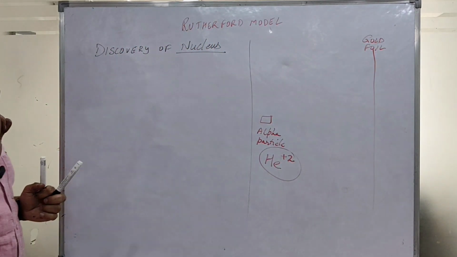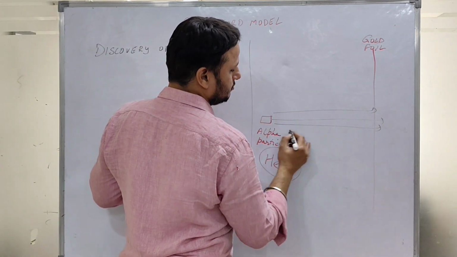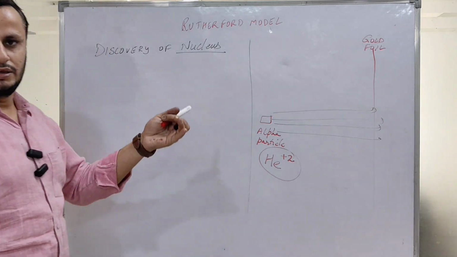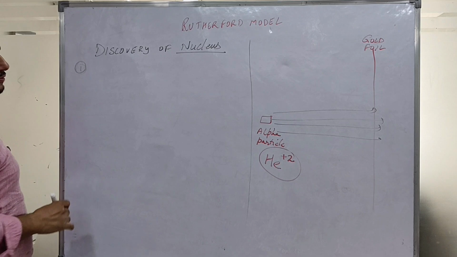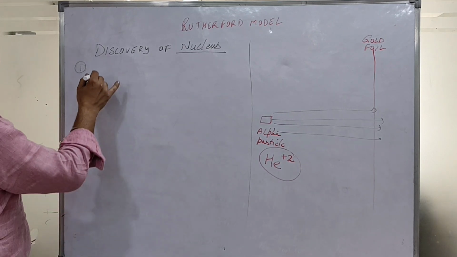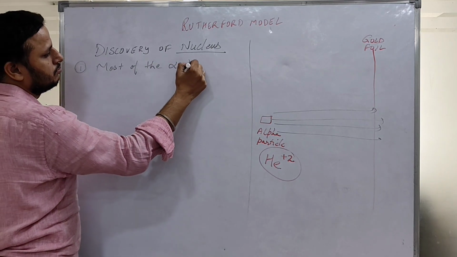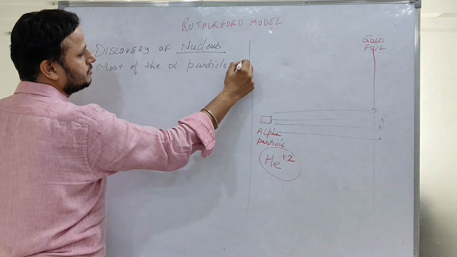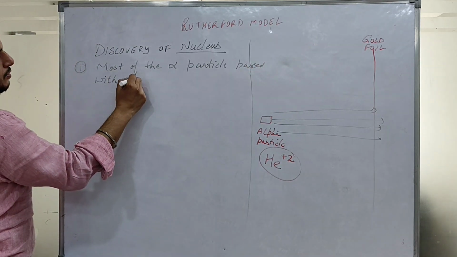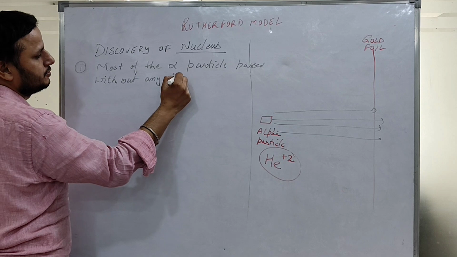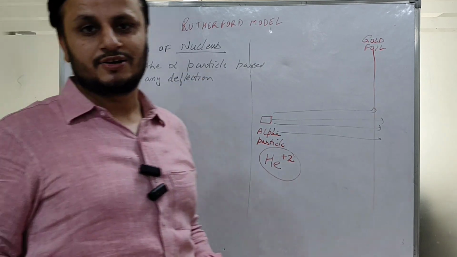So there were three major points and then their conclusions. The points, the postulates, the properties. What Rutherford noticed: most of the alpha particles passed without any deflection.